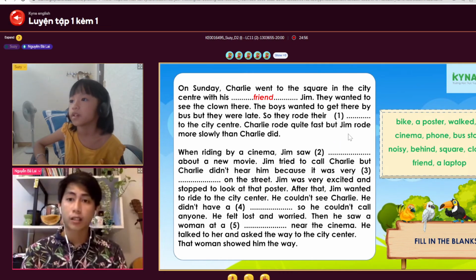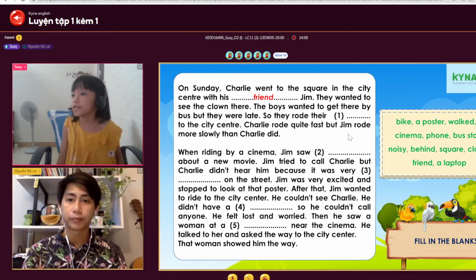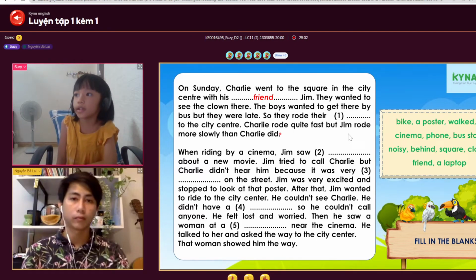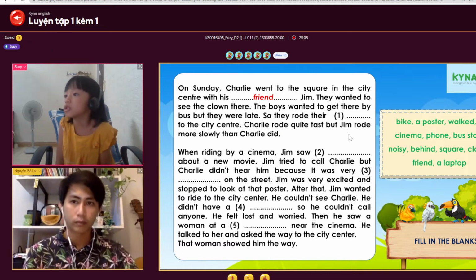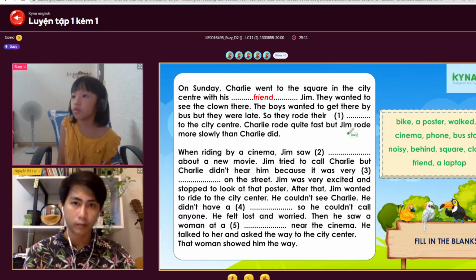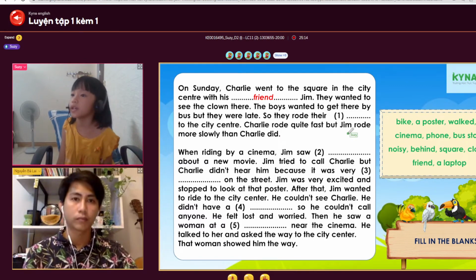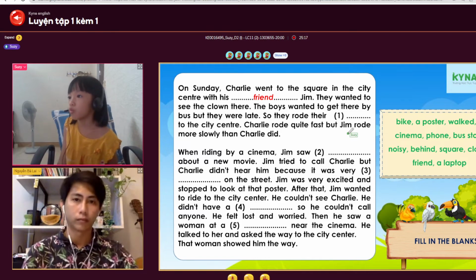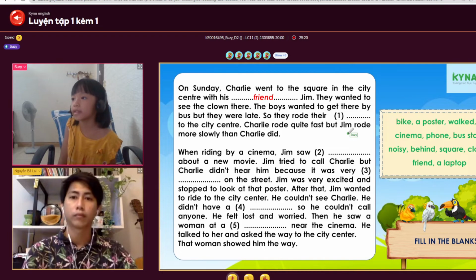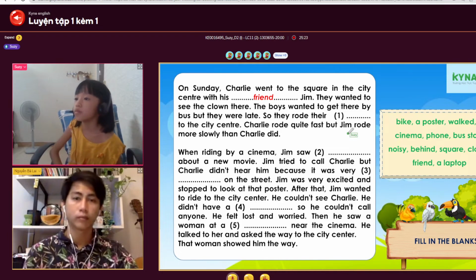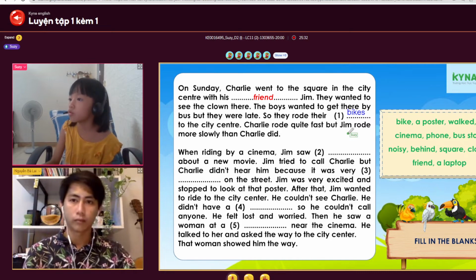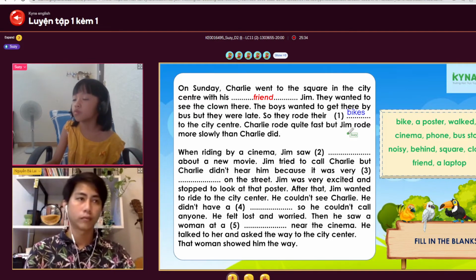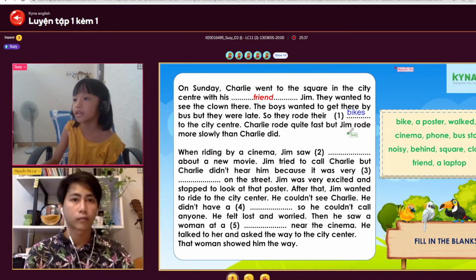Can you read a story and give teacher the answers? Okay. On Sunday, Charlie went to the square in the city center with his friend Jim. They wanted to see the clown there. The boys wanted to get there by bus, but they were late, so they rode their bikes to the city center. Charlie rode quite fast, but Jim rode more slowly than Charlie did.